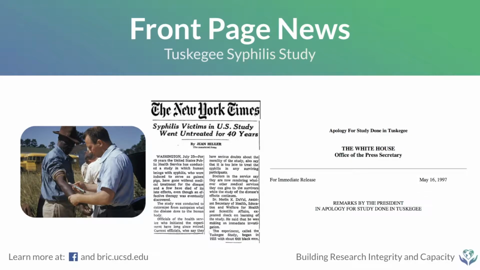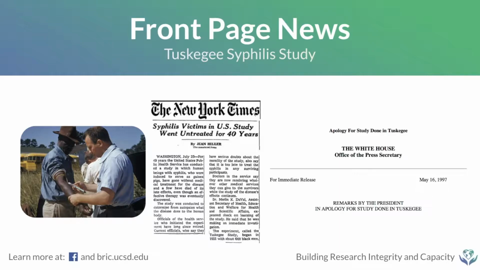In 1932, the United States Public Health Service enrolled several hundred African American males infected with syphilis in a research study known as the Tuskegee syphilis study. At the time, there was no cure for syphilis. The purpose of the research study was to study the effects of syphilis on infected individuals over the course of their lives.